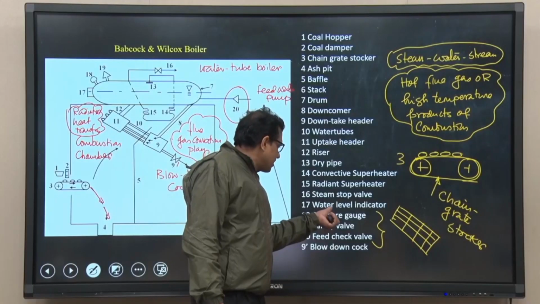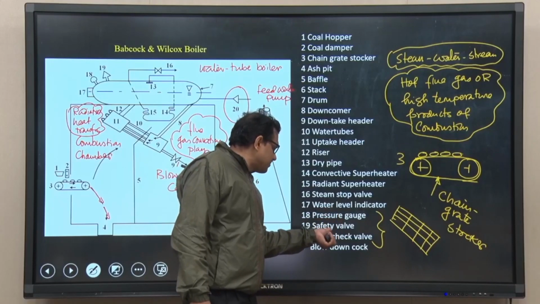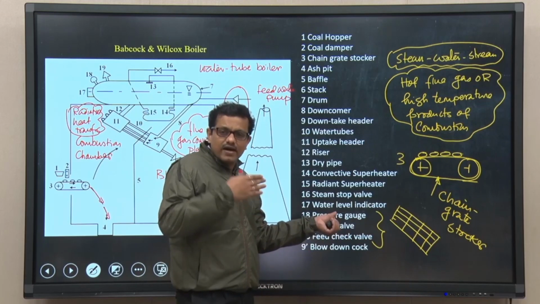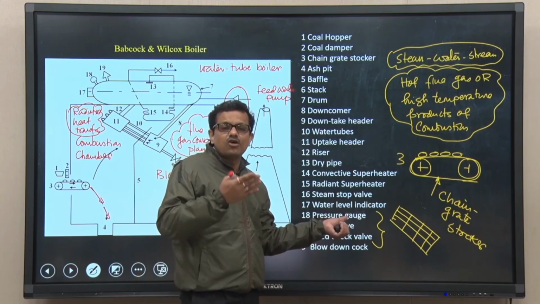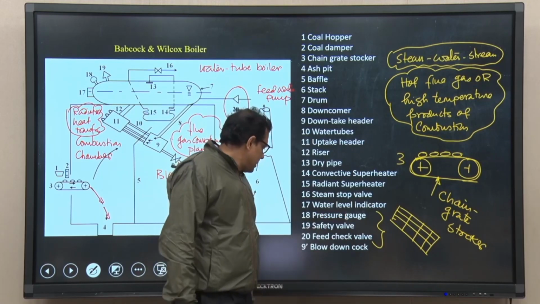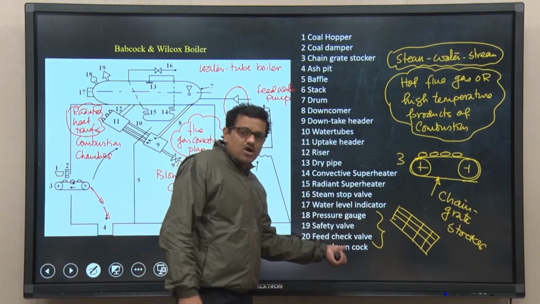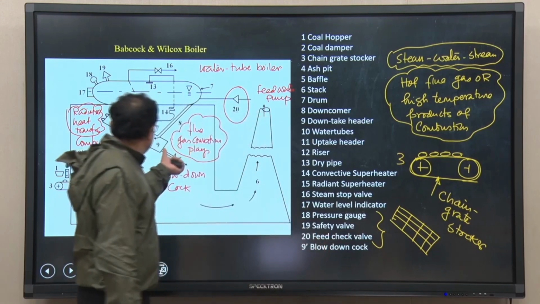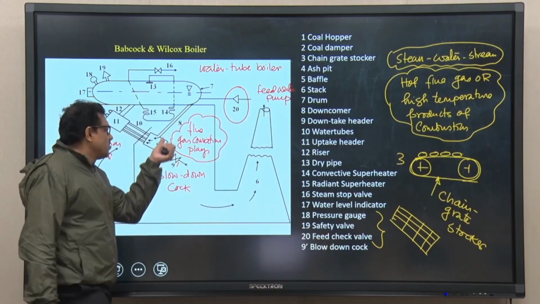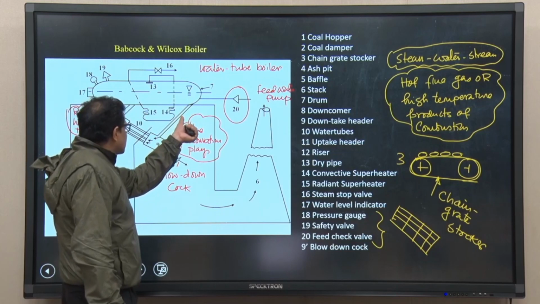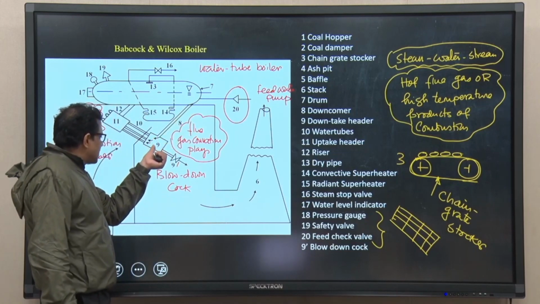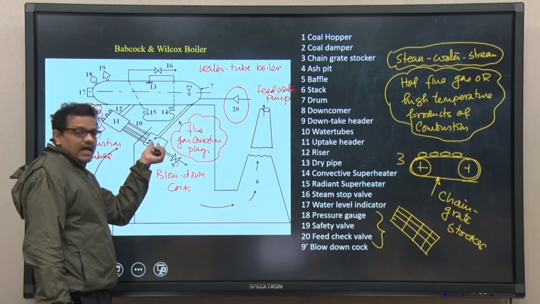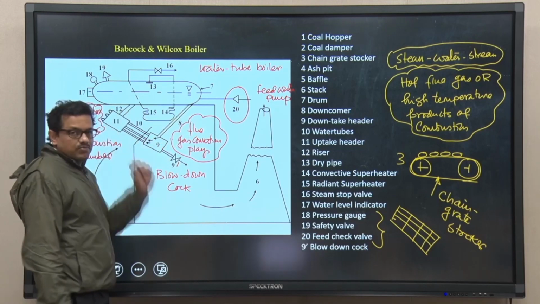So, the water level indicator, pressure gauge, and safety valve, all these three components are provided essentially for the safe operation of the boiler. Last is the blow down cock, 9 prime. I have already discussed the feed check valve. The blow down cock is given because water is coming from 8 to 9, and then water passes through the tube.